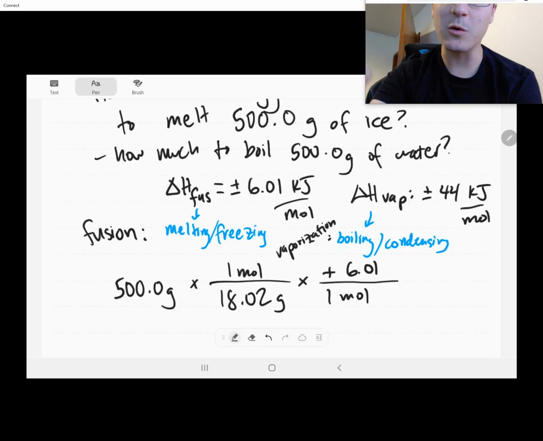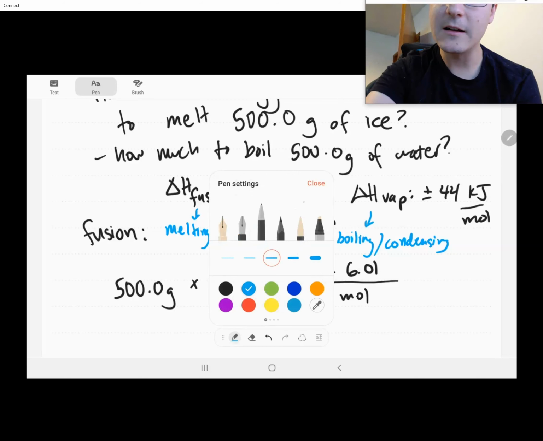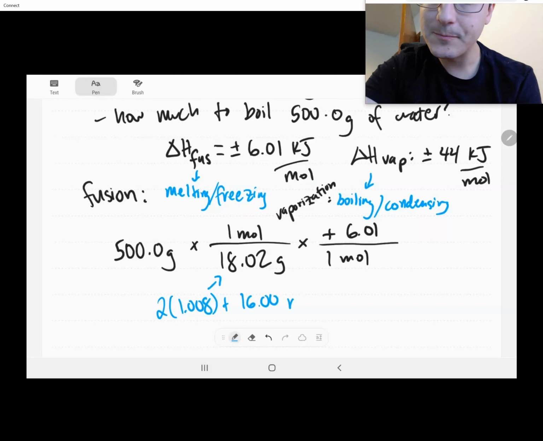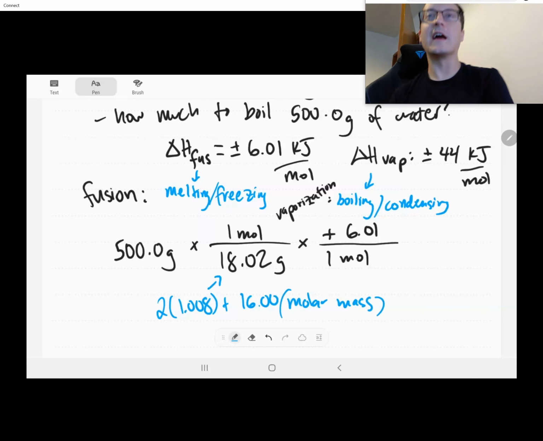That's the molar mass of water. Sorry, Arpin. That's just one that I definitely have memorized. So that's 2 times 1.008 plus 16. That's the molar mass. Sorry, I guess I did not make that super clear.